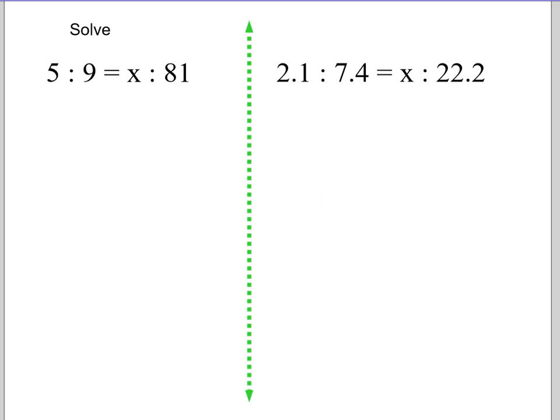Okay, so pause it here, and if you can solve for the unknown value of x, that would be great. So just pause now, please.